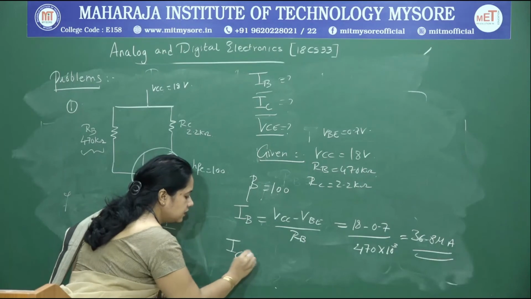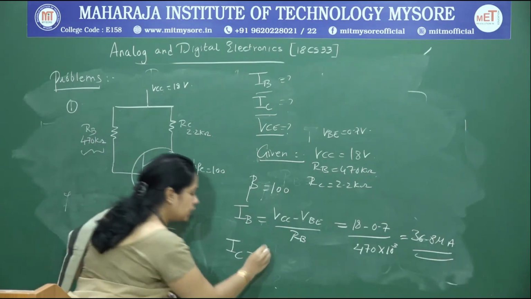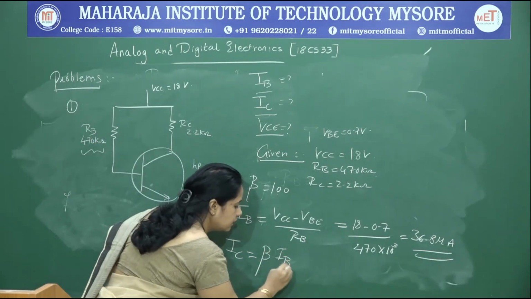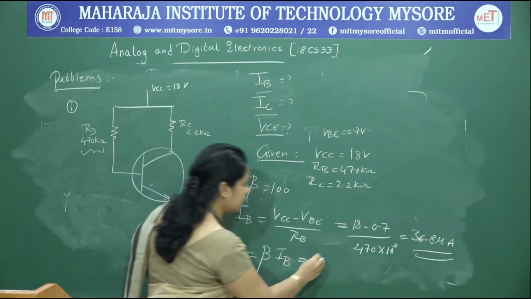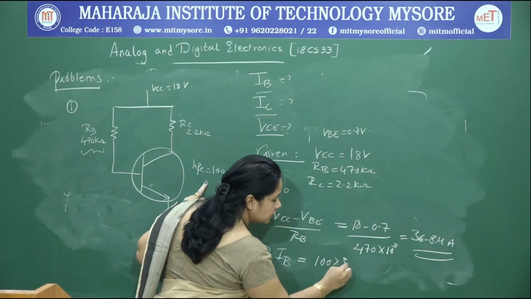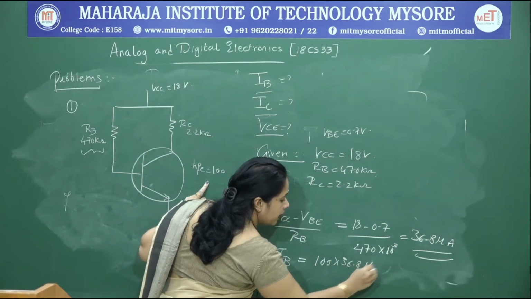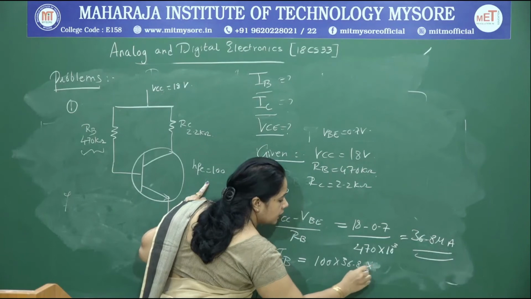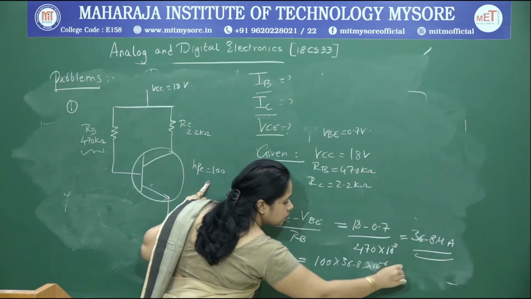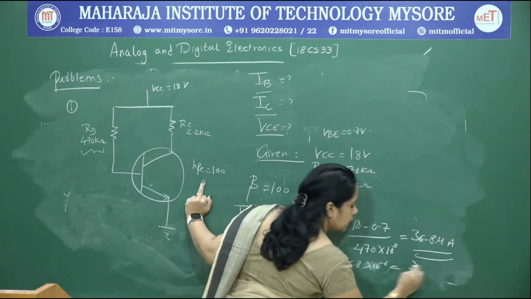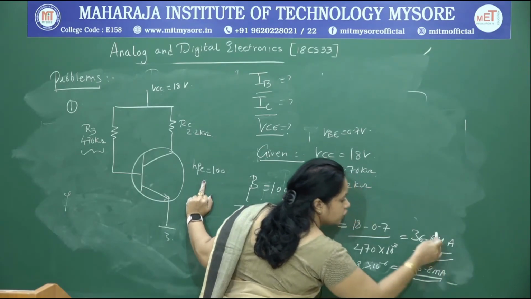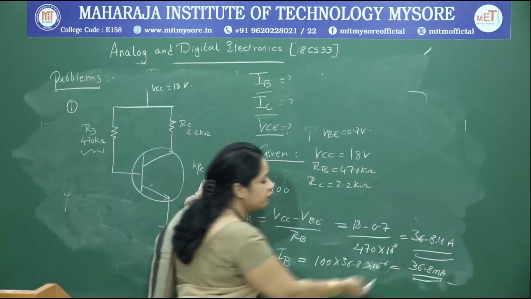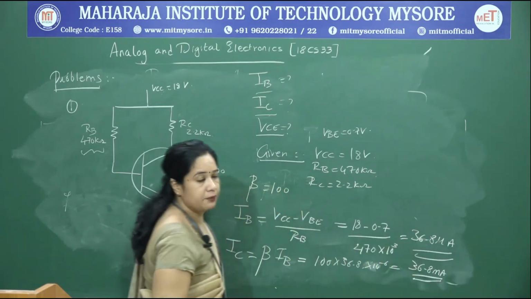Now I need to compute IC. What is IC? The output current, which is gain into input current, the collector current. So gain is given as 100, into 36.8 microamps. Micro is 10 power minus 6. You substitute this, you will get it as 36.8 milliamps. See the amplification, it has amplified your input current from the microamp range to the milliamp range.